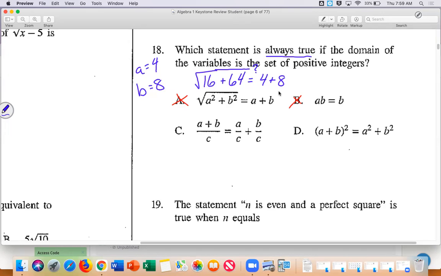Kevin, there's a C here, right? So I need another letter or another number for C. 9. Kevin, 4 plus 8 is 12 over 10, right? Can you type that in your calculator? Okay, can you type in 4 over 10 plus 8 over 10? Does that hold true?